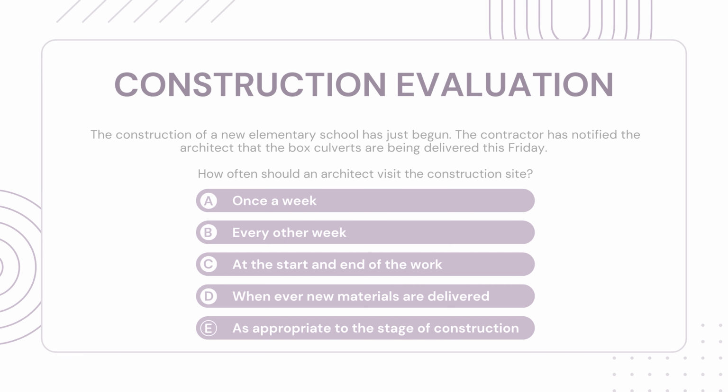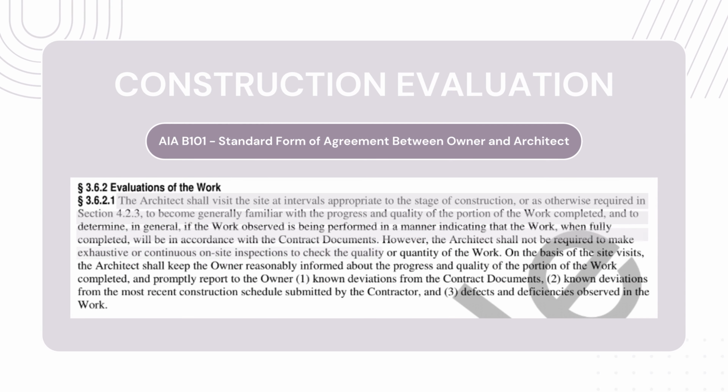The correct answer is as appropriate to the stage of construction. Contract B101 states the architect shall visit the site at intervals appropriate to the stage of construction or as otherwise agreed upon between the owner and architect. The intent of these visits is to become generally familiar with the progress and the quality of the work completed, and to determine in general if the work observed is being performed in a manner indicating that the work, when fully completed, will be in accordance with the contract documents.